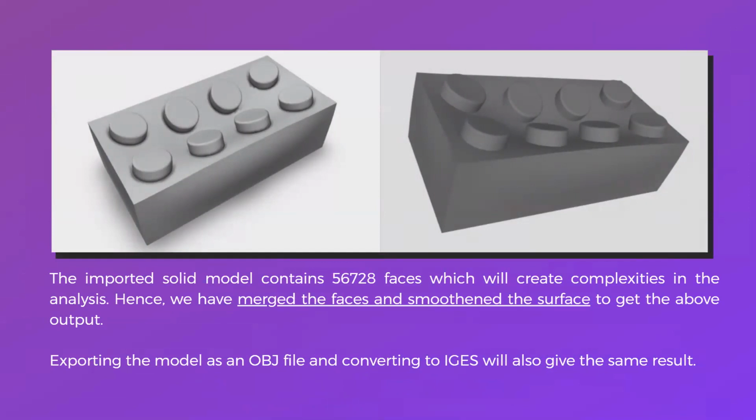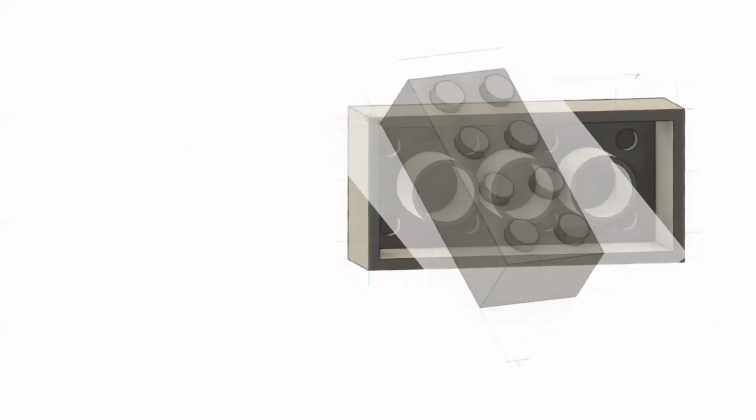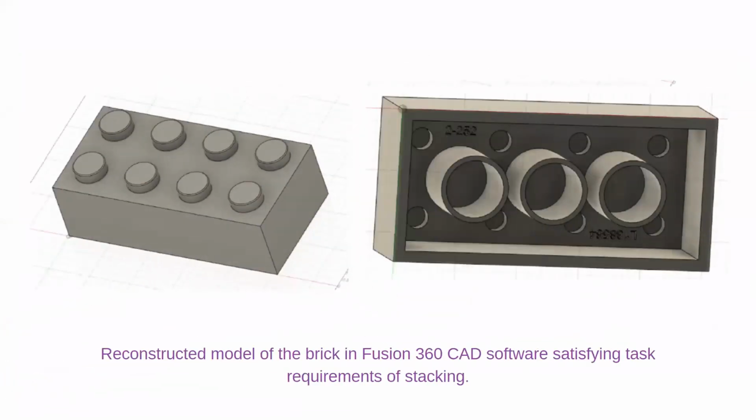So we imported the mesh file. It had over 50,000 meshes. So we had to join the meshes together, merge them, and then smooth it over so that the analysis could be conducted later on. We found 2 ways of doing this. The first was just merging the faces manually, and the second was exporting it as an object file and then converting it to IGS, which would give the same result, which we did. In the next slide, you can see this was our final result.